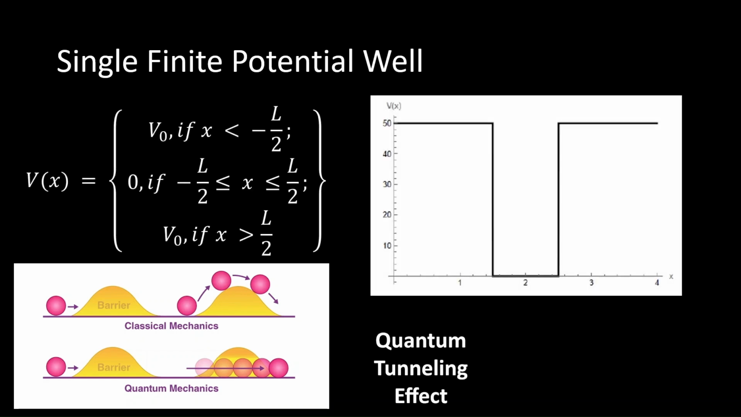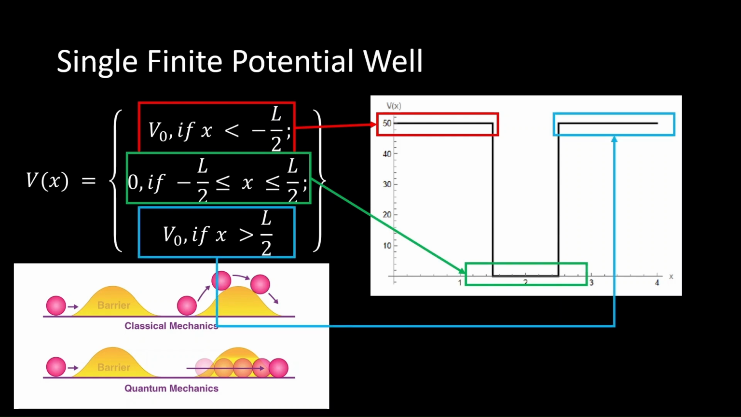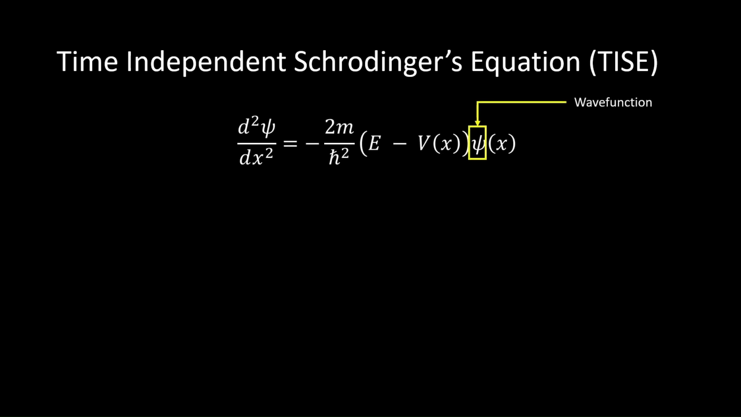The finite potential well can be described as follows, where L is the well length and V naught is the well depth. Note how the potential is equal to V naught outside of the well and equal to 0 inside of the well. The time-independent Schrodinger, or TISE, equation helps us to understand the quantum state of a particle, as described by the wave function psi. The wave function tells us where the particle, like an electron, is most likely to be found.